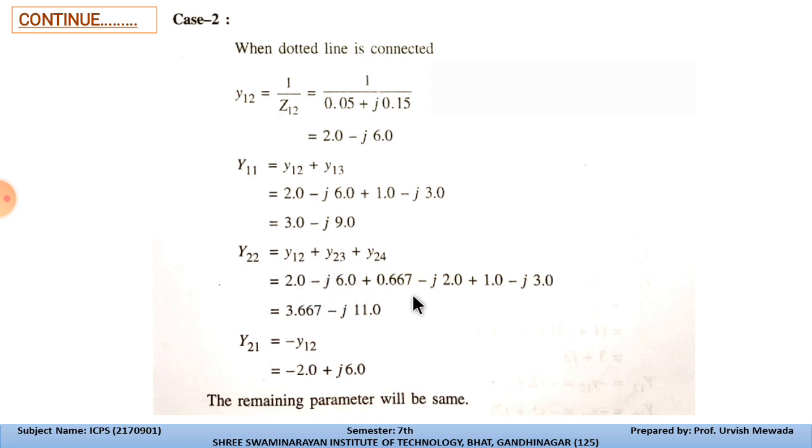And y22 is now modified, because in case number 1 it was y23 plus y24, now the link which is added between 1 and 2, so y12 plus y23 plus y24. Now put all the values of the admittances. So admittances are over here. After the addition of these admittances, it is 3.667 minus j11.0, and y21 will be the same as y12. So both are the same, minus y12 and y21. So minus 2.0 plus j6.0, and the remaining parameters will be the same.